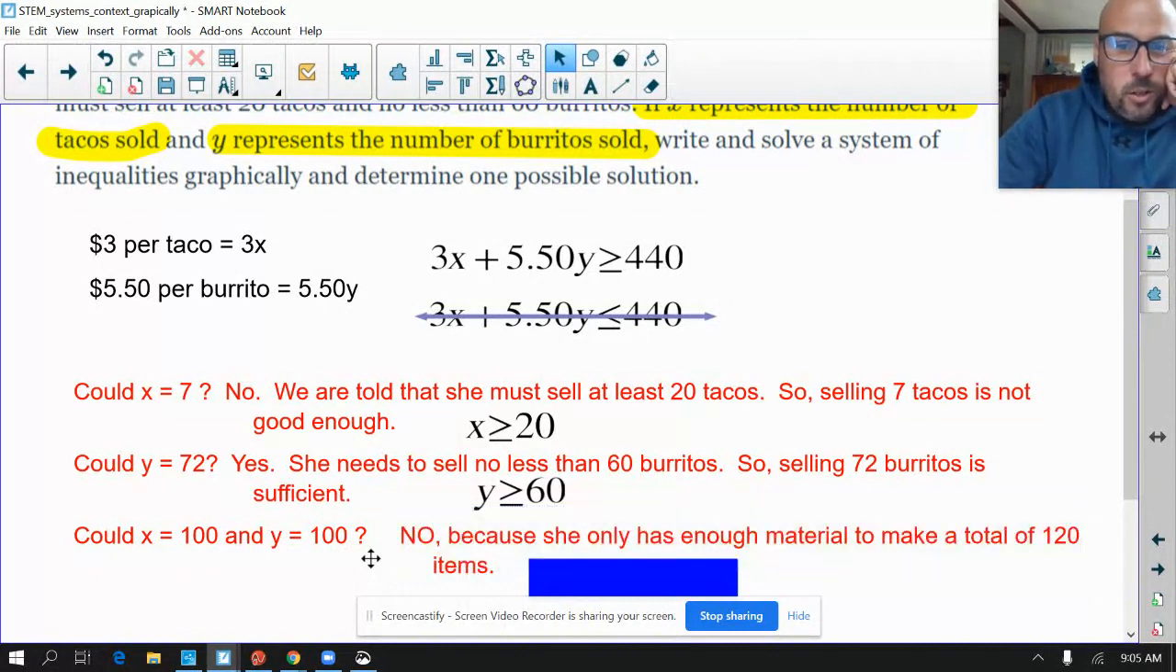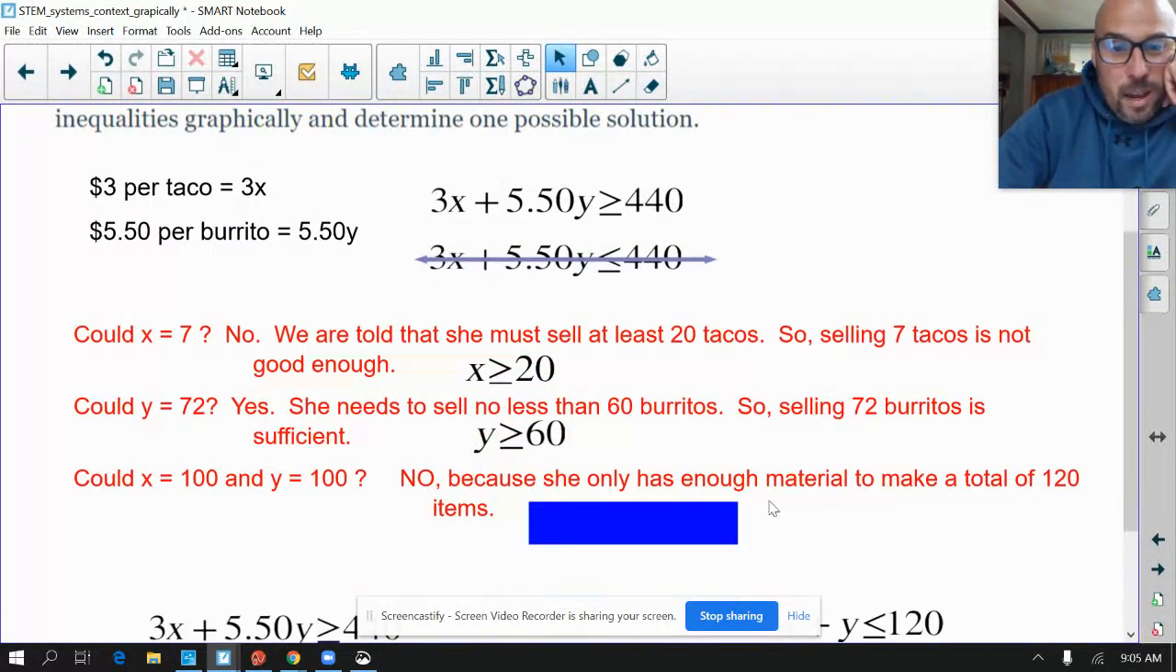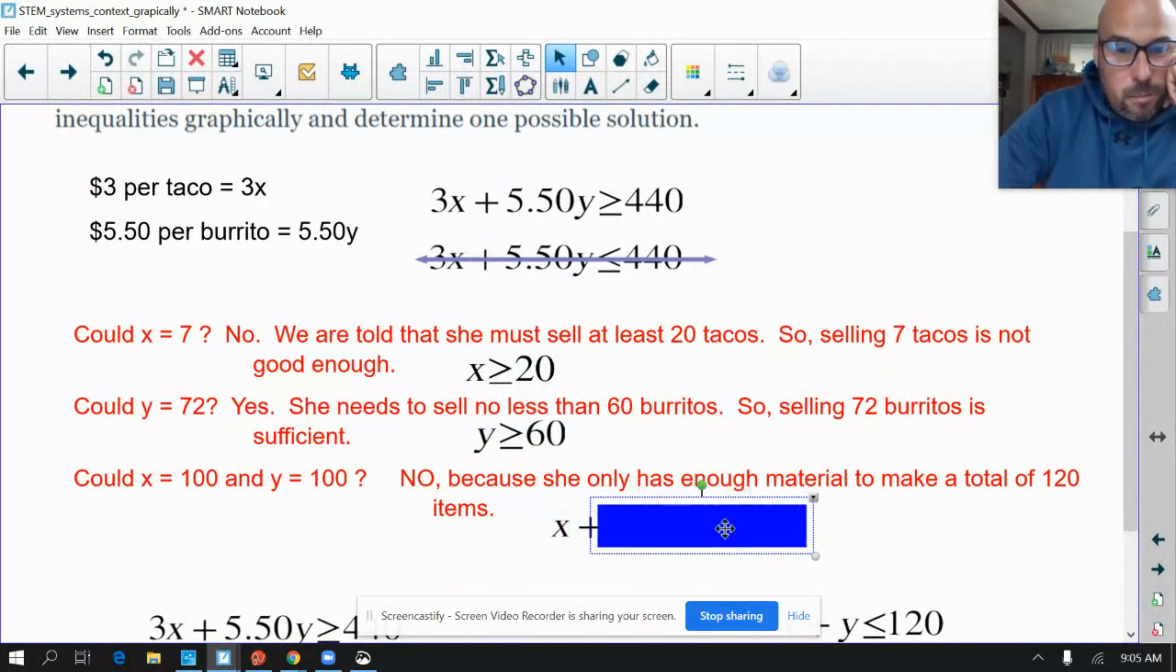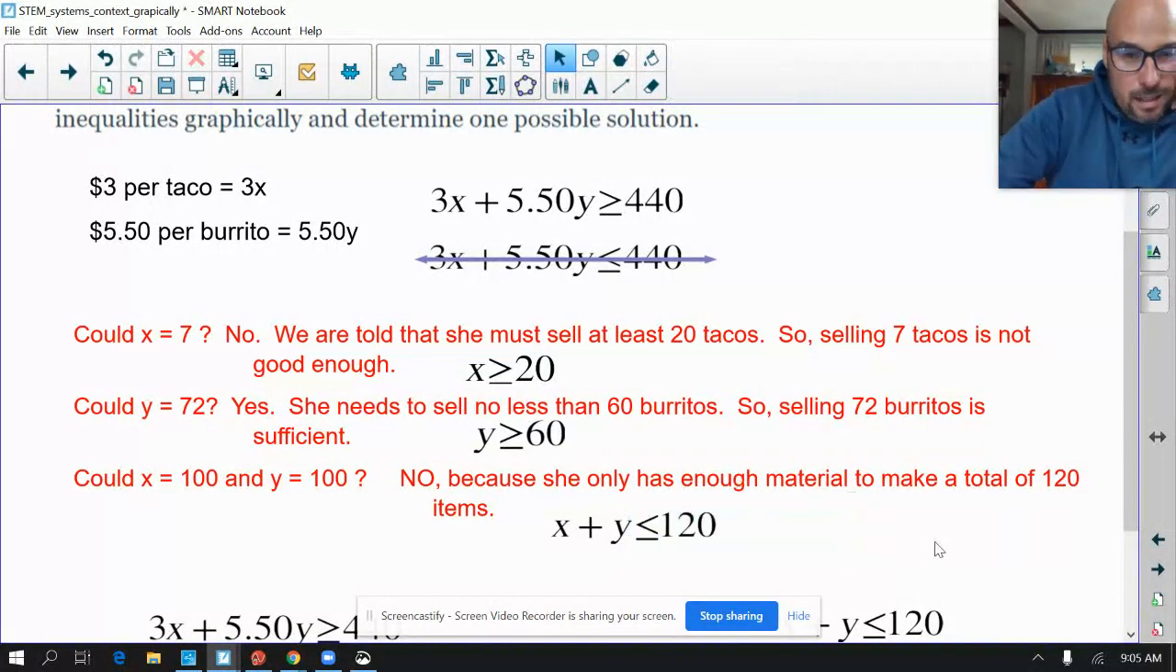No. She only has enough supplies to make 120 items. So that's 200 items. She can't do it. She only has enough tortillas and cans of beans and stuff like that to make 120 items. So all the tacos plus all the burritos has to be less than or equal to 120.